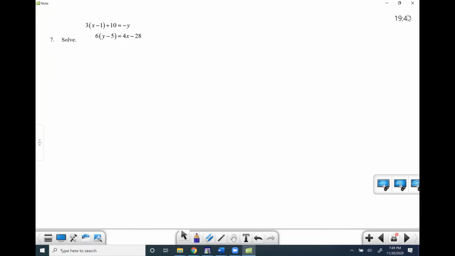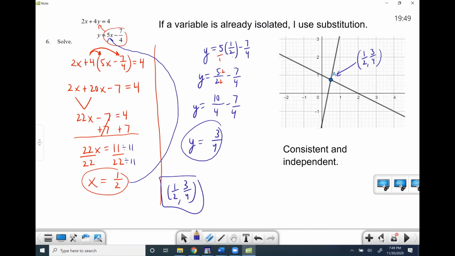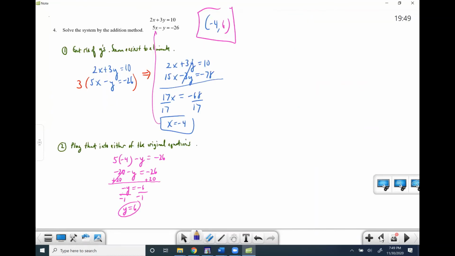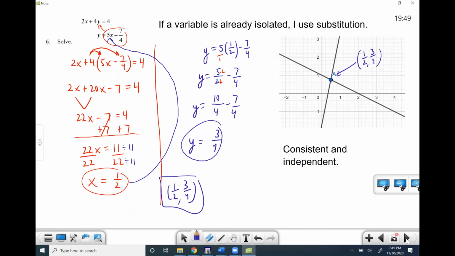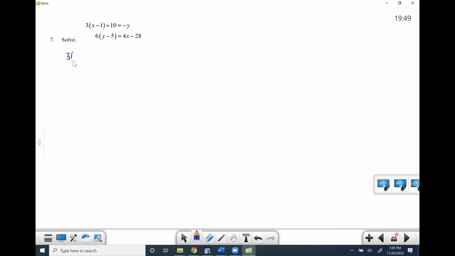Okay, this is about as gnarly as it gets. I'm not going to give you too much more gnarly than this. So what you want to do is get them into standard form. This is the goal, like this. That's standard form: x and y on the same side, constants on the other side. It's going to take a little bit. We're going to work on each one of these until we can get it to look like that.